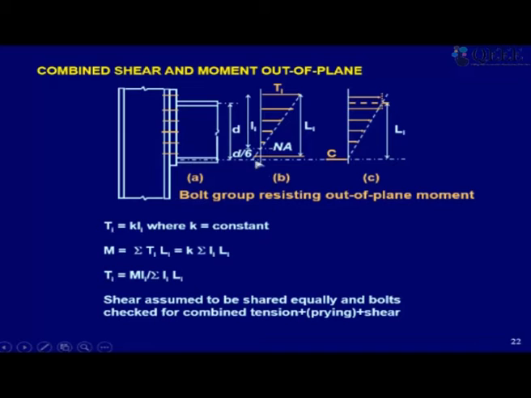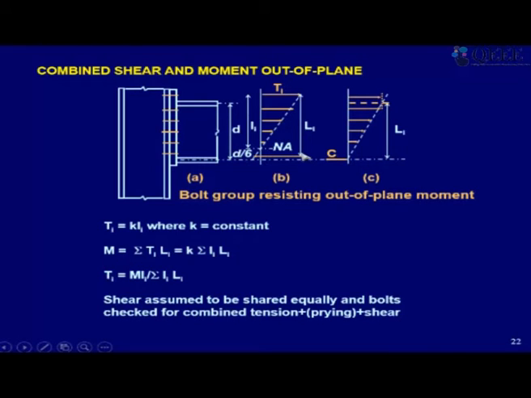So then I assume the neutral axis approximately at d by 6 or d by 7 from the bottom edge of the beam, and that is my neutral axis. So I am saying that the tension in the bolt is proportional to its distance from the neutral axis. So Ti is K times Li, where K is my proportionality constant, and that into the lever arm.